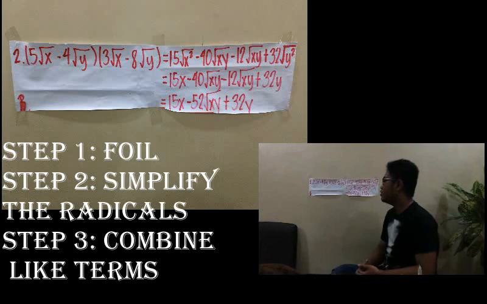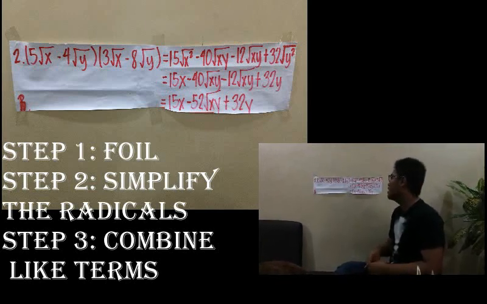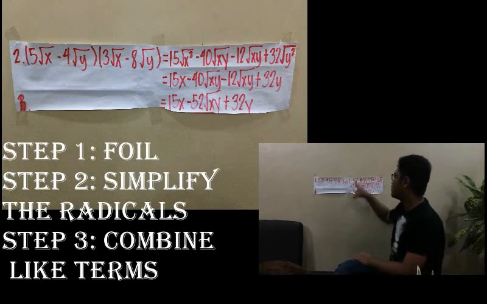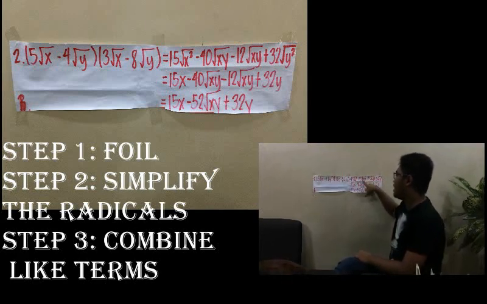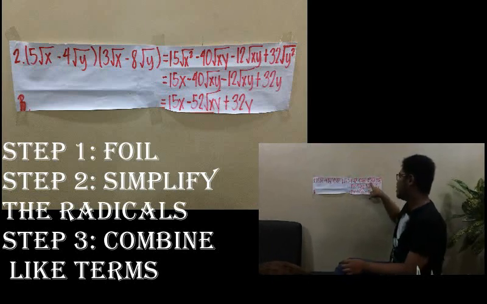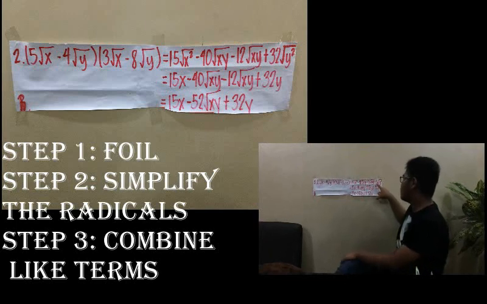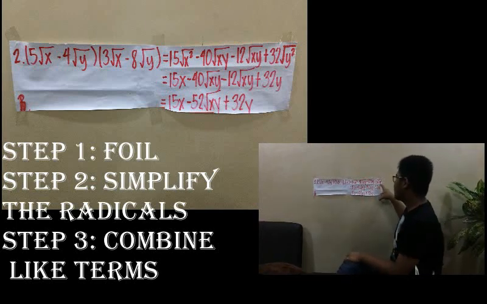So the given in number 2 is 2 binomials. So we need to use the FOIL property. So the product of the first term here is 15 square root of x squared. The outer term is negative 40 square root of xy. The inner term is negative 12 square root of xy. And the last term is positive 32 square root of y squared.